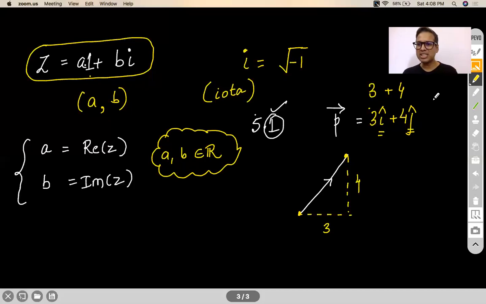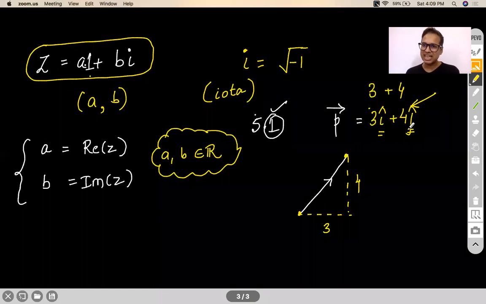For example, if I say, what is the j component of this vector? You'll say 4. Don't say 4j. What is the real part? A. What is the imaginary part? B. Now, along with i, it becomes an imaginary number. Similarly, here 4 along with j becomes the j component, I mean, the component of the vector along the j direction. So please be very careful when you are using the words.